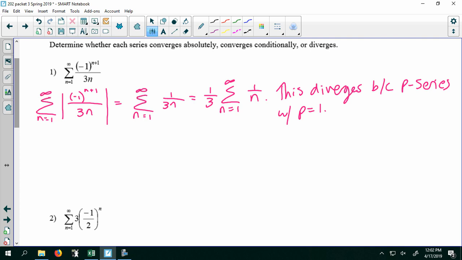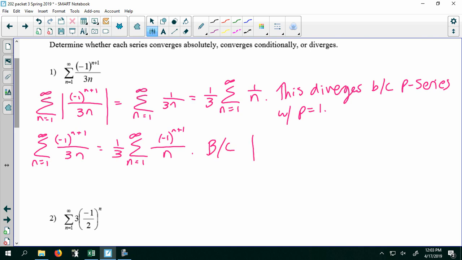If I look at (-1)^(n+1) over 3n, I can still pull the 1/3 out. So this is 1/3 times the sum from n equals 1 to infinity of (-1)^(n+1) over n. That is the alternating harmonic series, which we looked at in the demo. We decided it converged by the alternating series test because the terms go to 0 in absolute value and they are decreasing.